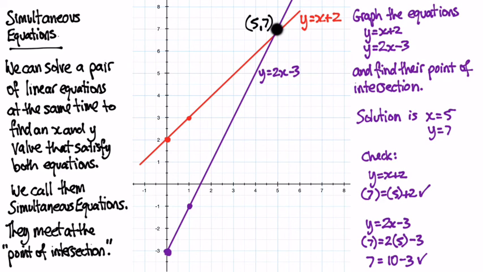There you go. So that one coordinate, that one set of x and y values, satisfies or makes true both of those equations. We say that is the solution of these two simultaneous equations.